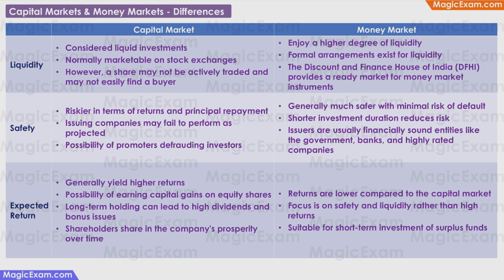Capital market investments may have higher returns because of the capital gains on the equity shares, the dividends, and the bonus shares. The investors here are taking a higher risk, so the returns may also be higher. In the money market, the returns are lower and usually guaranteed, such as a specific percentage of interest. The focus here in the money markets is on safety and liquidity. So, money markets are suitable for short-term investments of surplus funds.